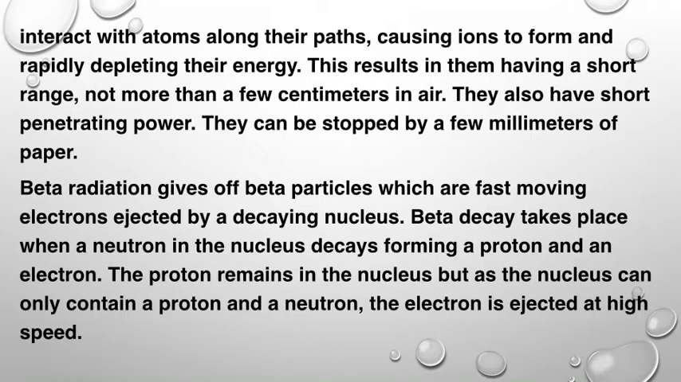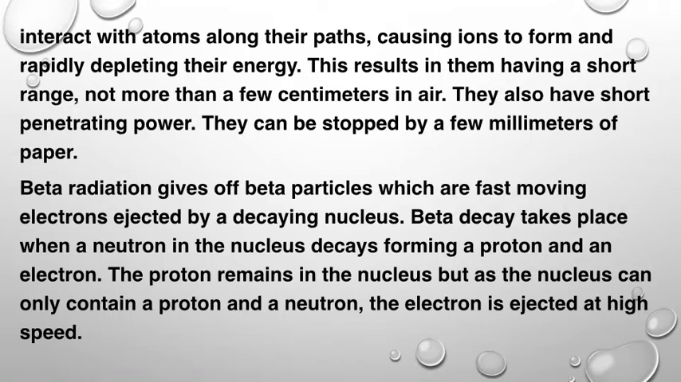Now, the second type of radiation is beta radiation. Beta radiation gives off beta particles. Beta particles are fast-moving electrons ejected by a decaying nucleus. Now, the question will be, how can a nucleus have an electron? We already said a nucleus has protons and neutrons.